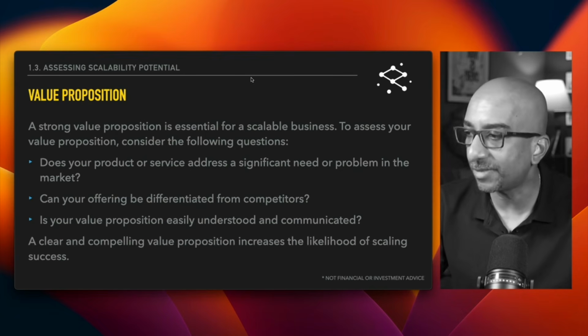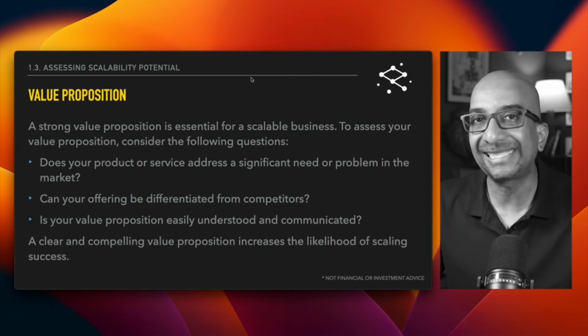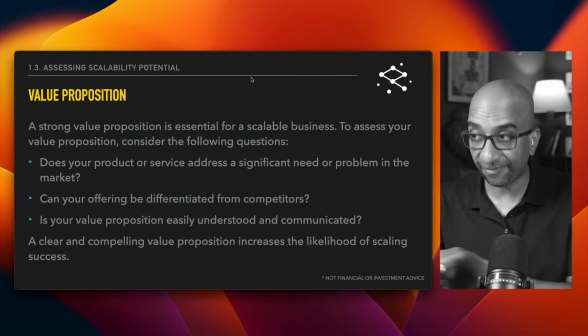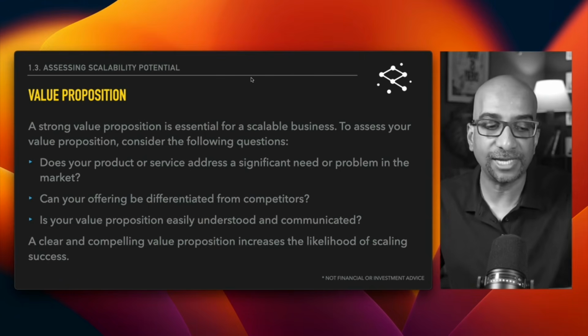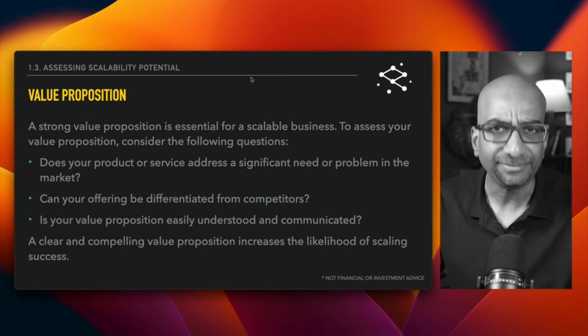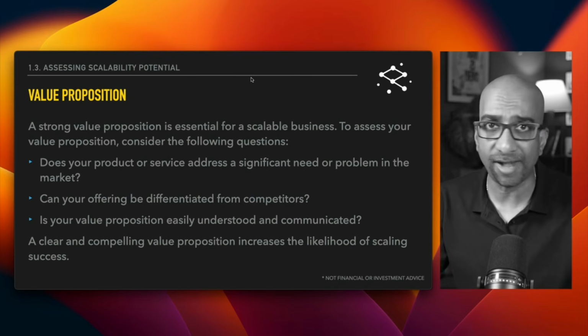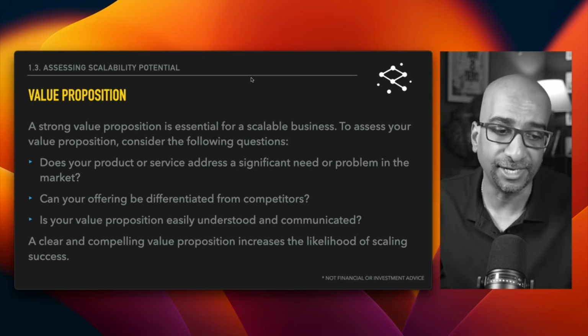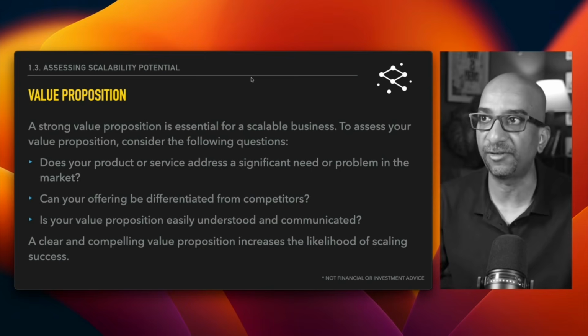A clear and compelling value proposition increases the likelihood of scaling success. If you don't have this to start with, then with your scaling efforts, yes, you will have growth. But then we discussed already, growth doesn't necessarily mean you're scaling and that it's successful, right?